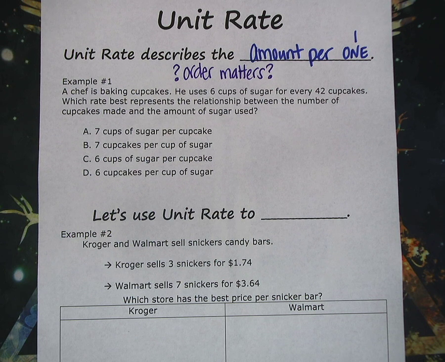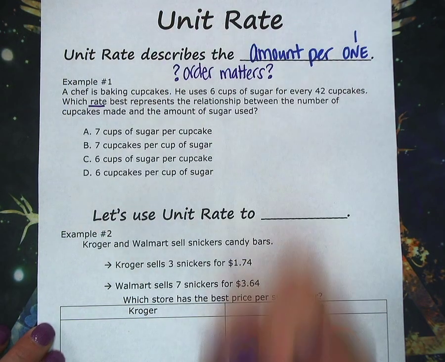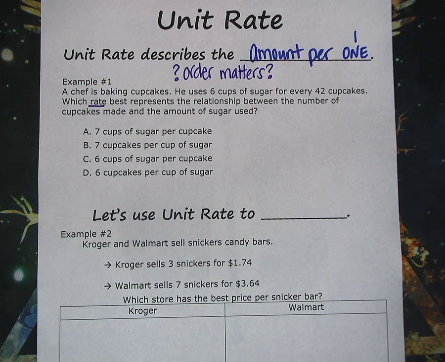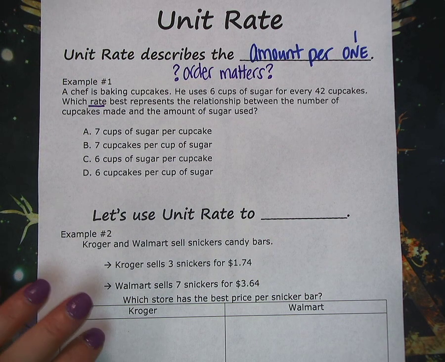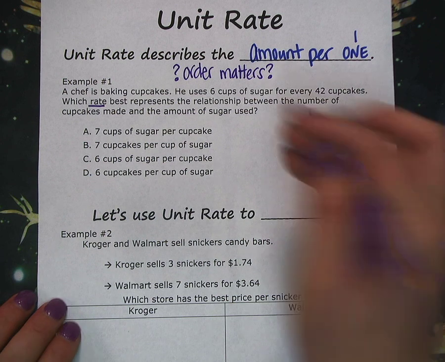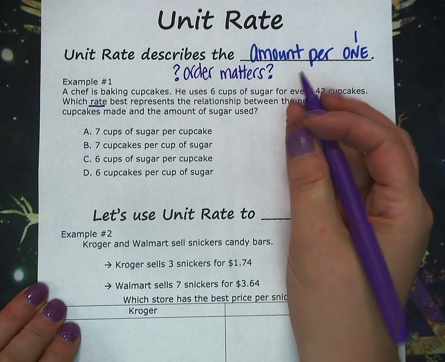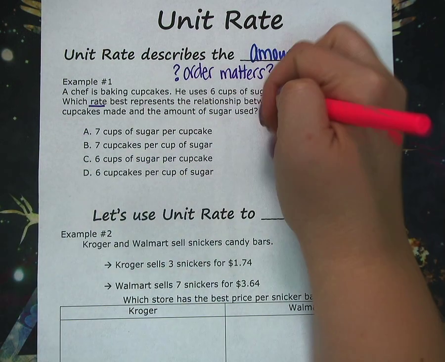So our first example, a chef is baking cupcakes. He uses 6 cups of sugar for every 42 cupcakes. Which rate best represents the relationship between the number of cupcakes made and the amount of sugar used? Okay, so again, rate is just asking for one. How much would it be for just one? Okay, and so we're going to use order matters, and we're going to look at our question mark statement.